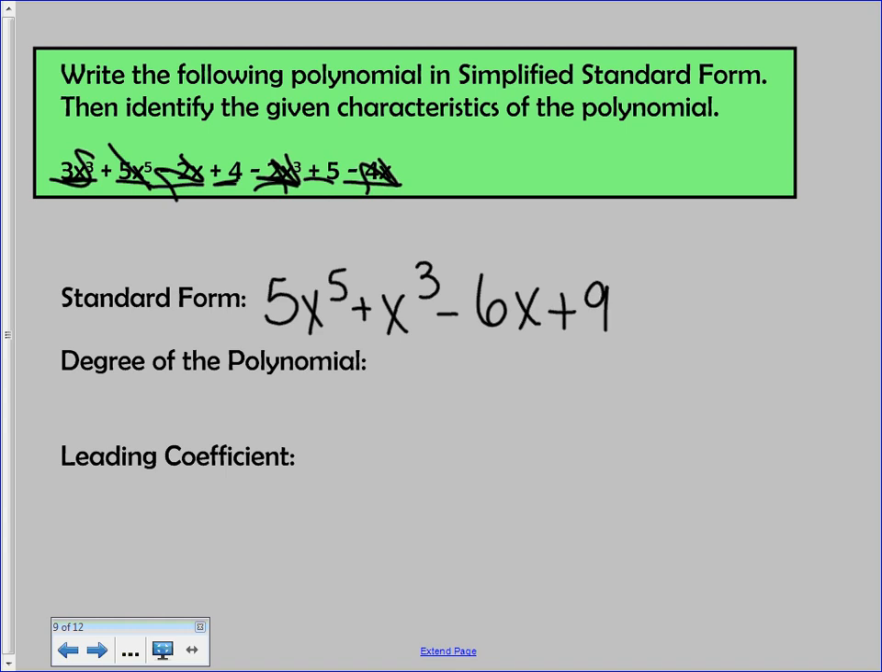The degree of the polynomial is the highest exponent, and the highest exponent is 5. So the degree of the polynomial is a 5th degree. The leading coefficient is the coefficient of the term with the highest degree, so the leading coefficient is 5.